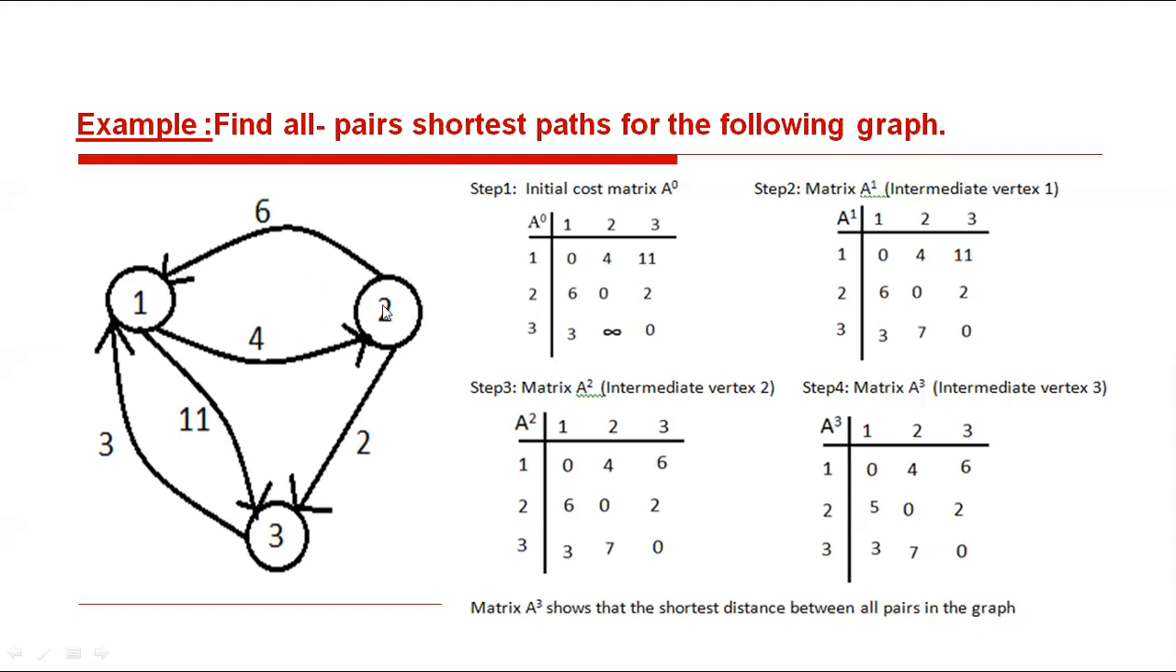Next one, all of you. 2 to 2, 0, itself 0. Then the 2 to 3 only 1.